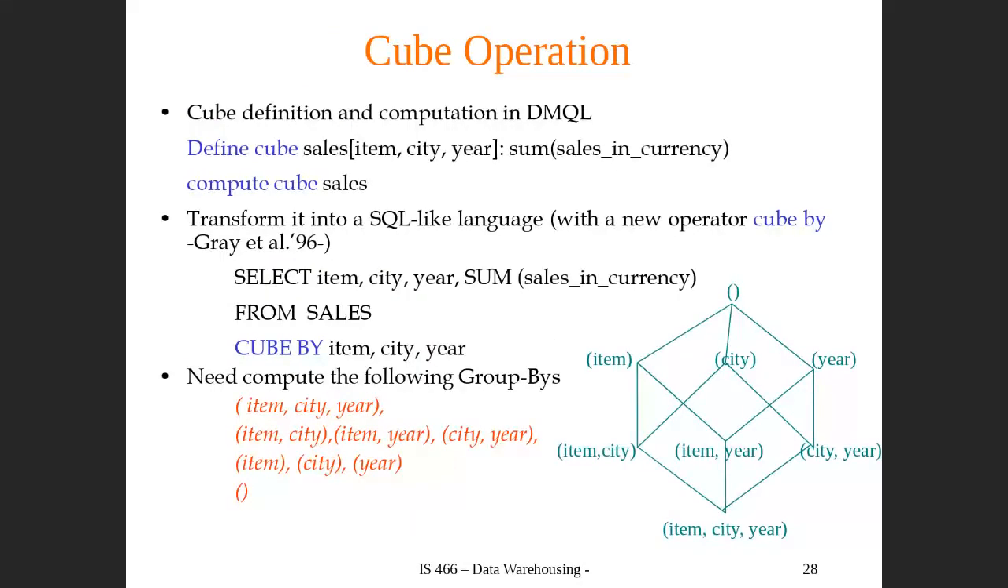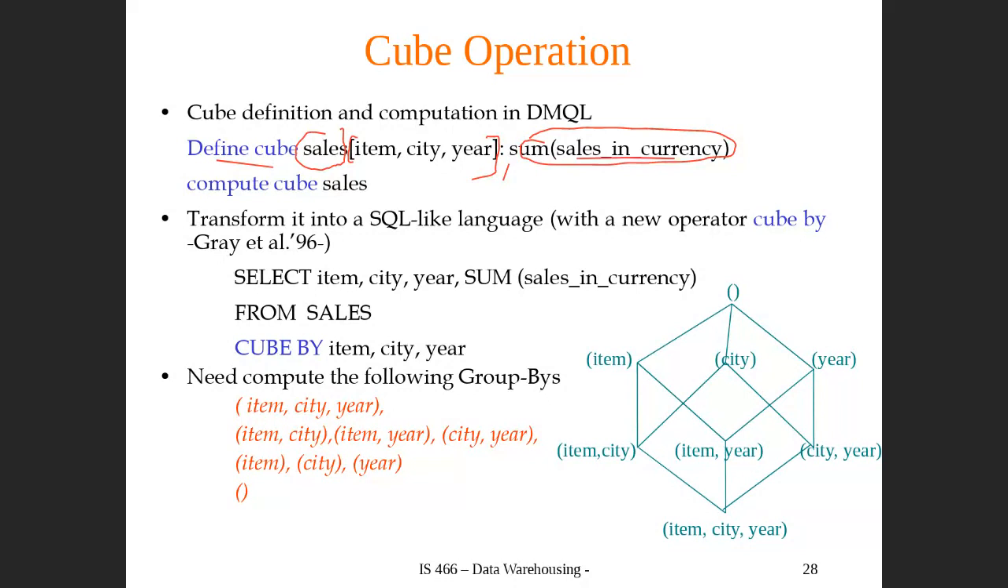Here we have define cube, then you can select any name and use the brackets. In the brackets we have the dimension heads: item, city, year, which are the three dimensions. Moreover, we use the colon sign, and this is the measure we want to measure. For example, we may use the sum of all of the sales.